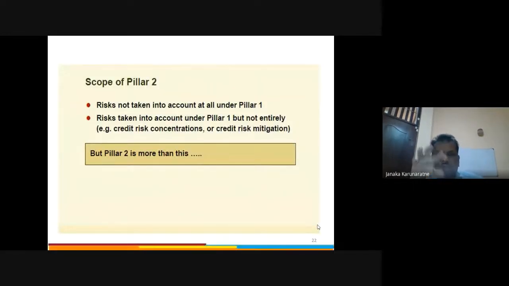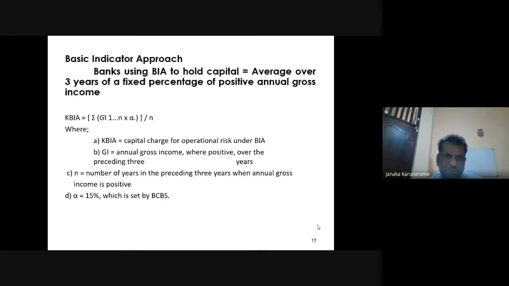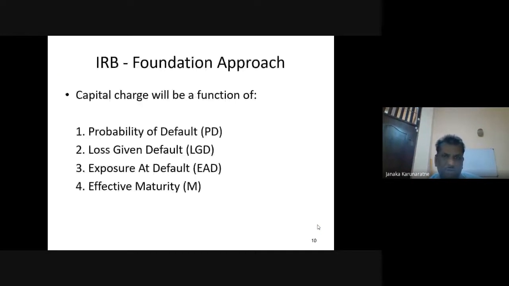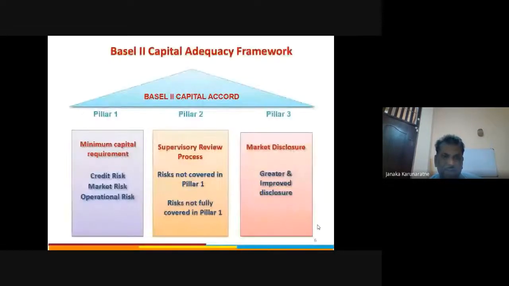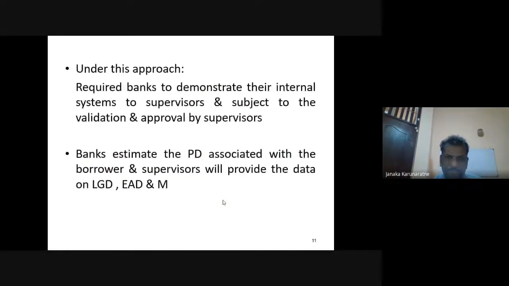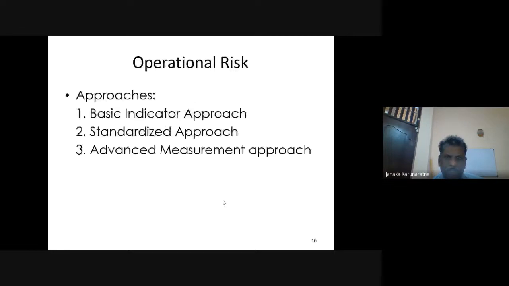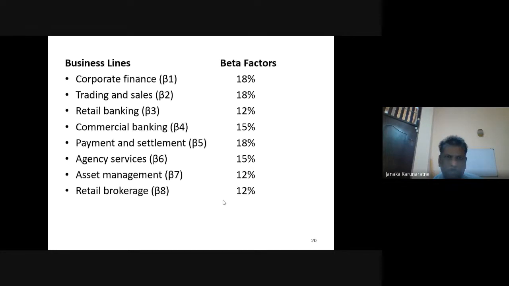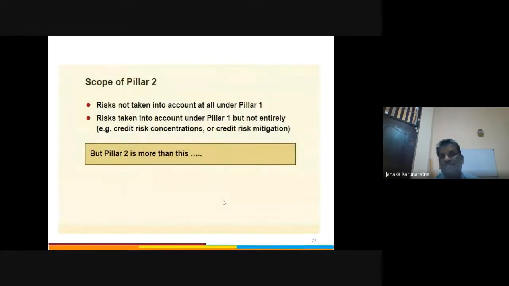Okay. So that is basically pillar one. In pillar one, we discussed three risks: credit, operational, and market, and the different approaches as indicated here. Okay, any questions so far? Anything?